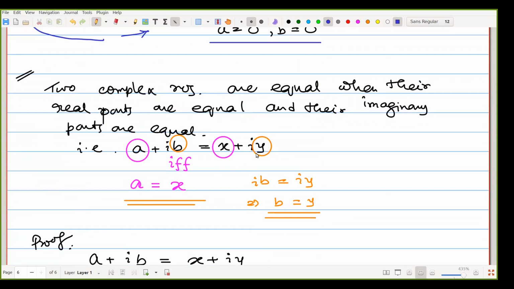So that means whatever we have to prove here, two complex numbers are equal when their real parts are equal and their imaginary parts are equal. So in that way, we can prove that.